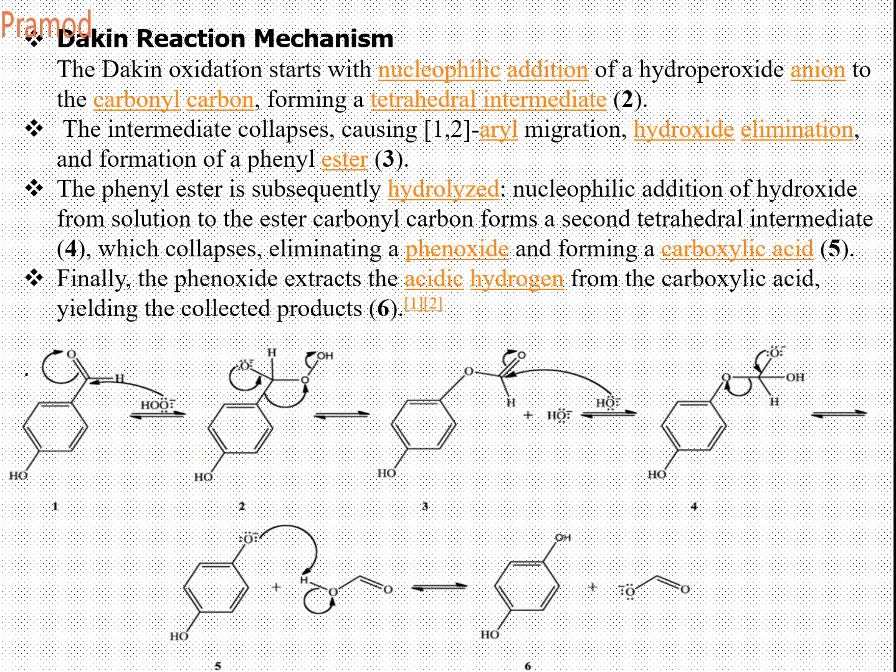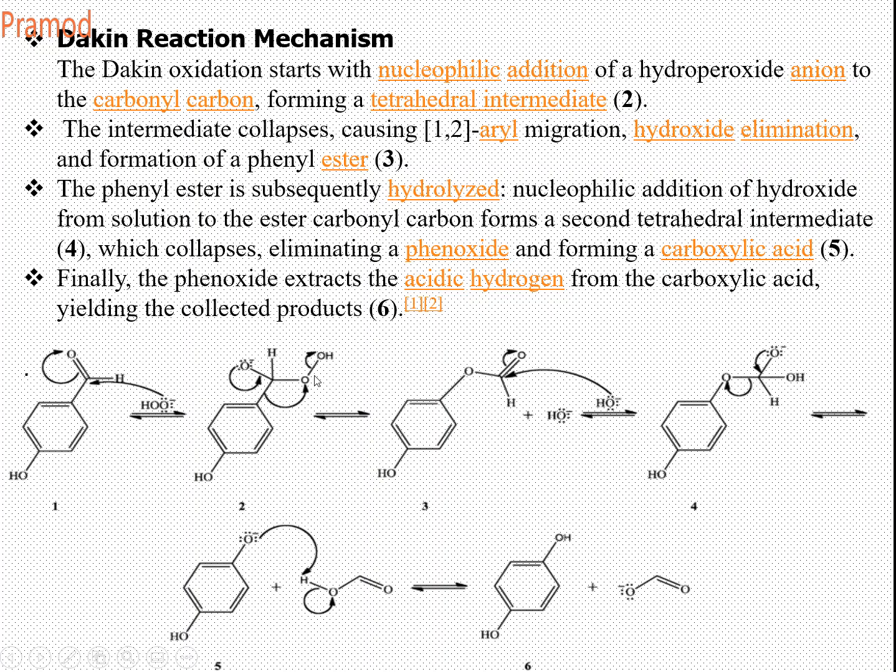So what is the first step in the Dakin oxidation reaction? It starts with nucleophilic addition of the hydroperoxide ion to the carbonyl carbon. The hydroperoxide ion which is formed attacks the carbonyl carbon, forming a tetrahedral intermediate. You can see it over here: this attacks here and forms a tetrahedral intermediate.